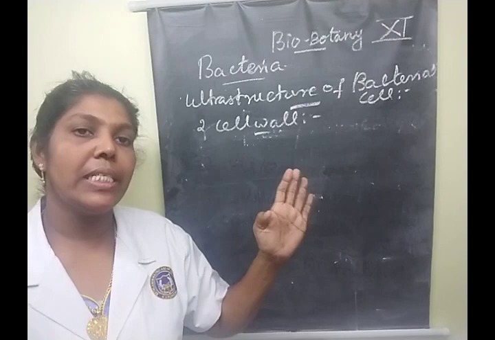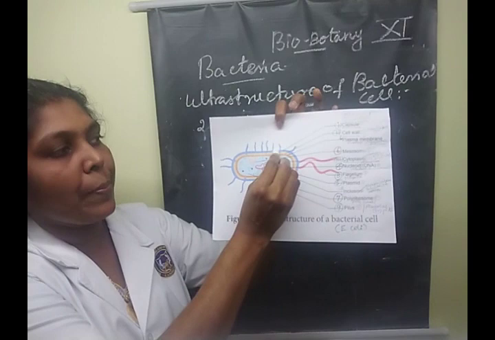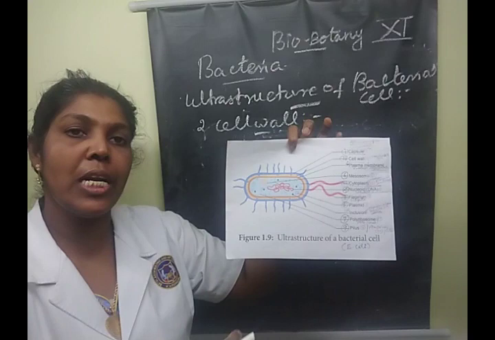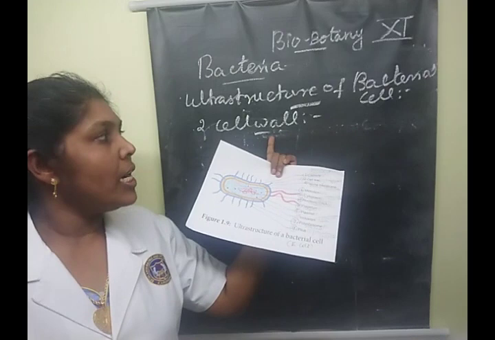So this is the cell wall region, the area shown in yellow color. The cell wall provides protection and also gives a definite shape to the cell. Am I correct? Yes.